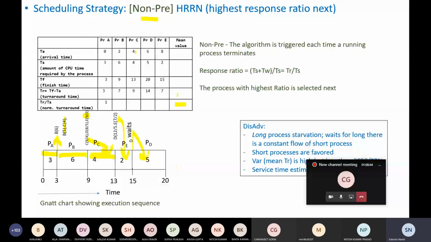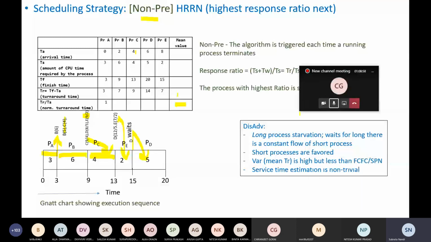So these two have got the same type of problem. You have to make assumptions on the service time of the process, which is something hypothetical. In this case, the long processes may not always starve, because if a long process waits for long, its turnaround time will be high, and in that case it will not need to starve.